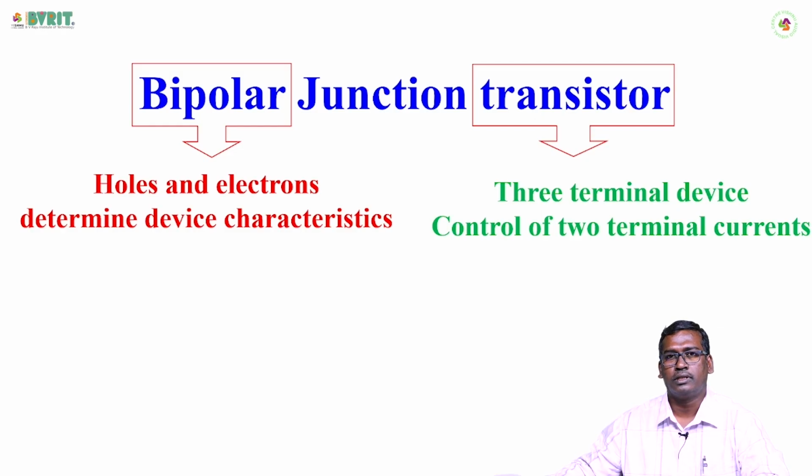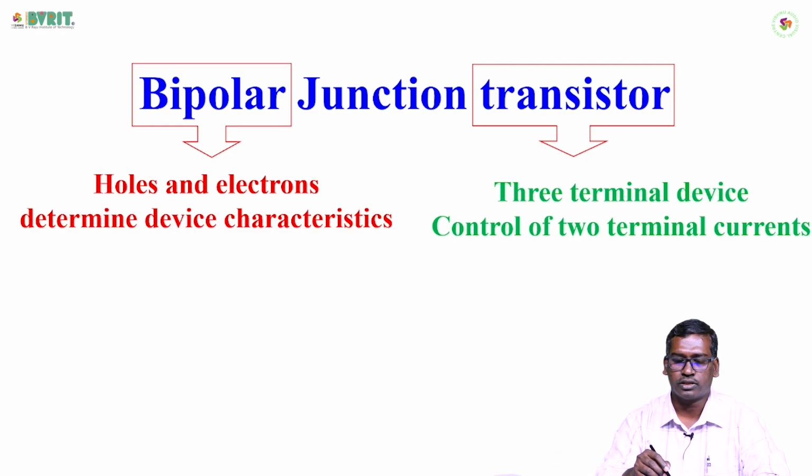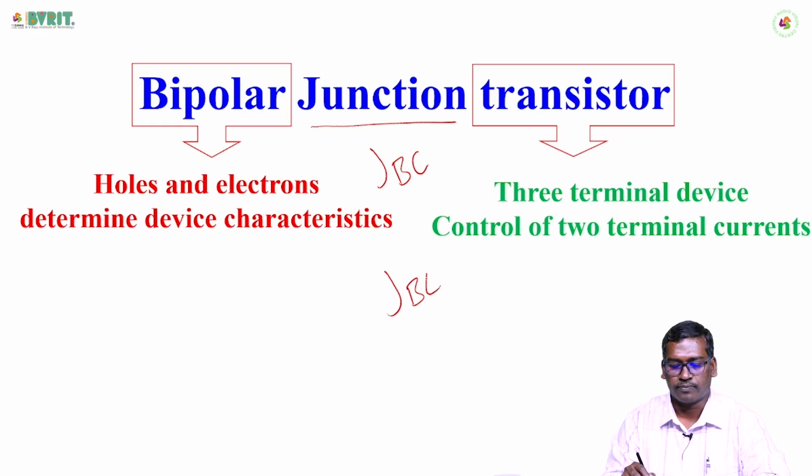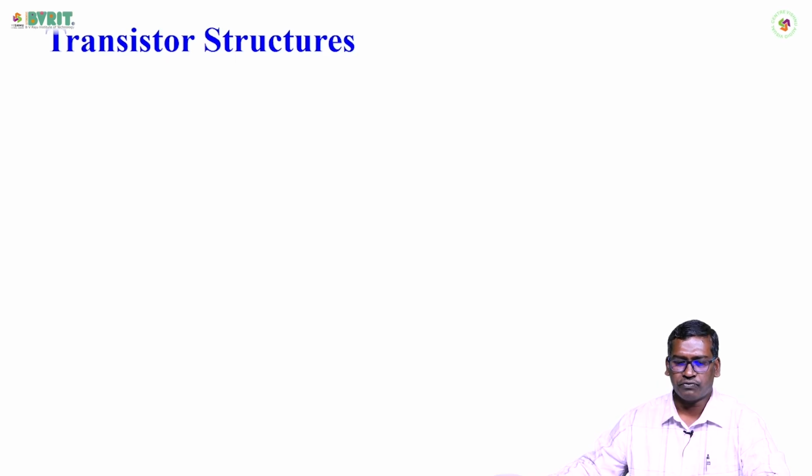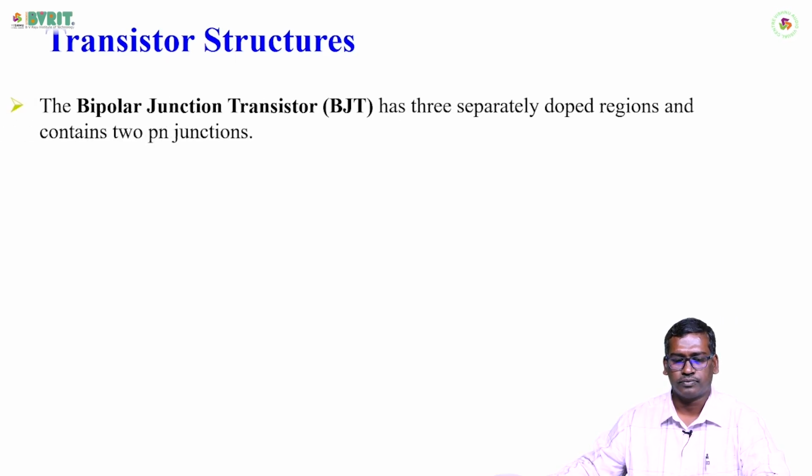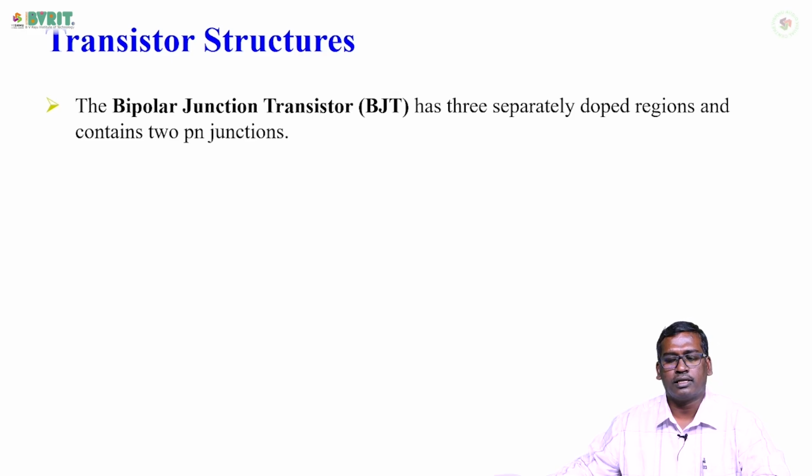The junction: it consists of two junctions. The transistor has the base-collector junction, junction BC, and also the junction BE. Basically, we call it a BJT. If you see the transistor structure, the bipolar junction transistor has specially doped regions and contains two PN junctions.